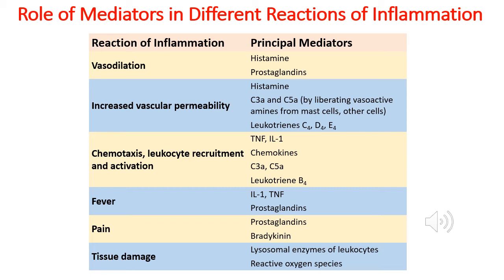For chemotaxis and leukocyte recruitment and activation, tumor necrosis factor, interleukin-1, chemokine, C3A, C5A, as well as leukotrienes B. For fever, interleukin-1 and tumor necrosis factor and prostaglandins, especially prostaglandin E, as we mentioned earlier in the previous lecture, are potent mediators for fever. Pain, prostaglandins and bradykinins are principal mediators for that, and for tissue damage, lysosomal enzymes of leukocytes as well as the active oxygen species.